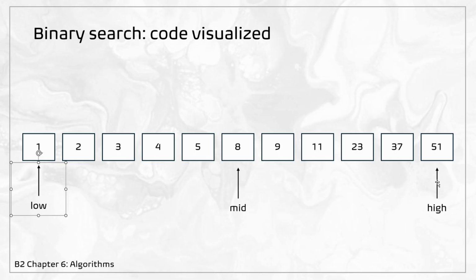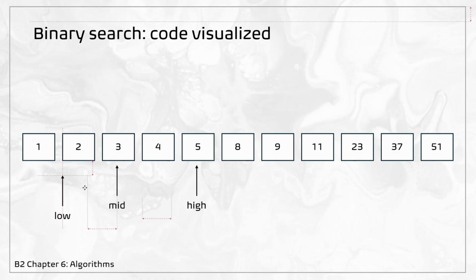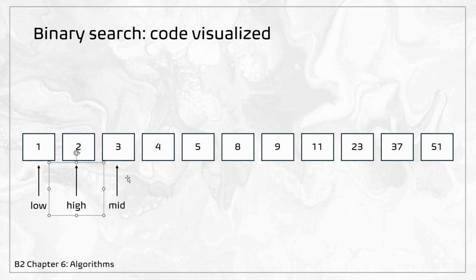And inversely, the code high equals mid minus 1 puts the high pointer right here, limiting the array to this little section right here. And then after that, we calculate the mid again. So we put the mid over here. And then again, if the value that we're looking for is greater than, then we put low over here. And if it's less than, then we put high over here. And this continues until the mid variable is the value we're searching.